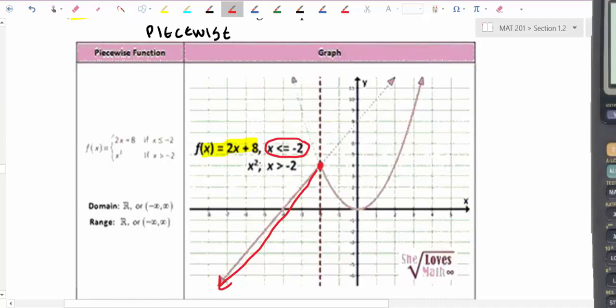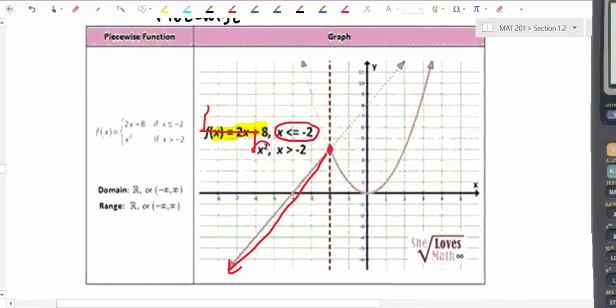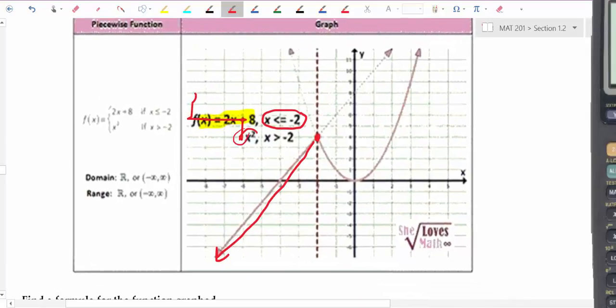The second piece is a quadratic. That's a parabola. I don't have the whole parabola. Students all the time put the whole parabola in there. You draw the parabola starting at -2 and then for x values greater. So when you have a piecewise function, that's one piece, and then your line's your other piece.